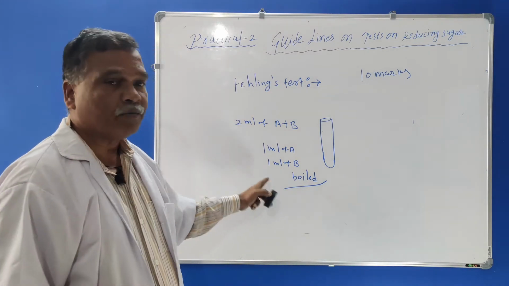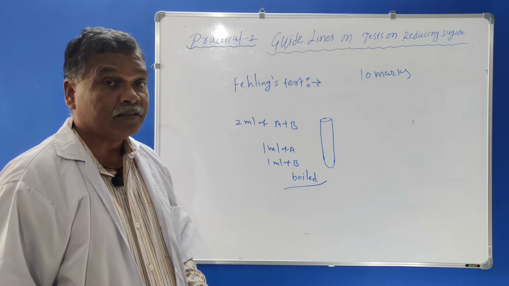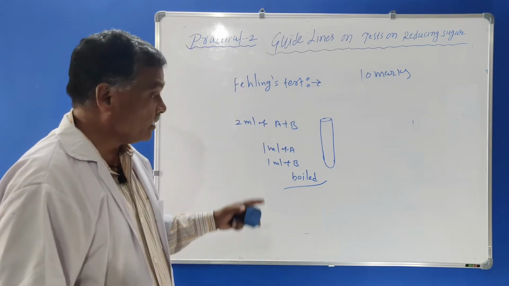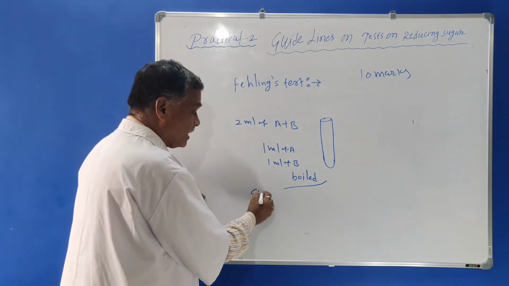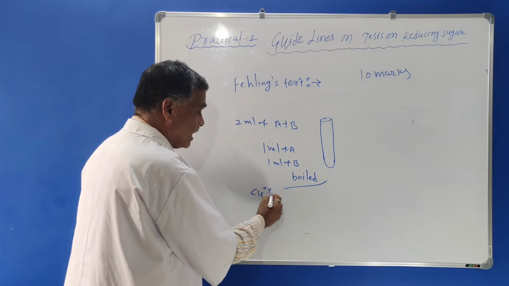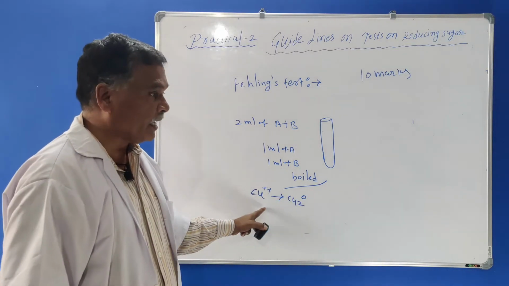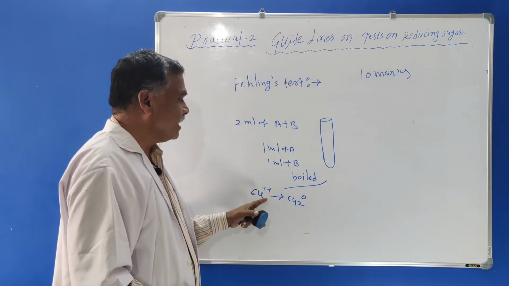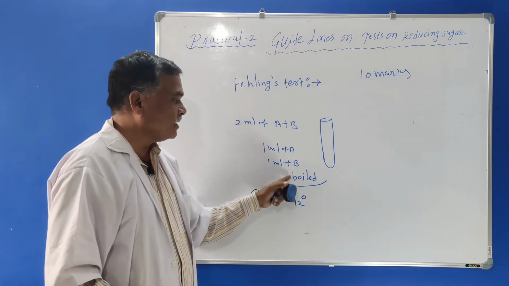Now what will happen here? After boiling, the reduction will be there. We are seeing the test for reducing sugar. The monosaccharides are reduced. Again here the cupric ions are converted to cuprous oxide in alkaline medium. So you must know that the reduction will take place, and this is the principle for the test.